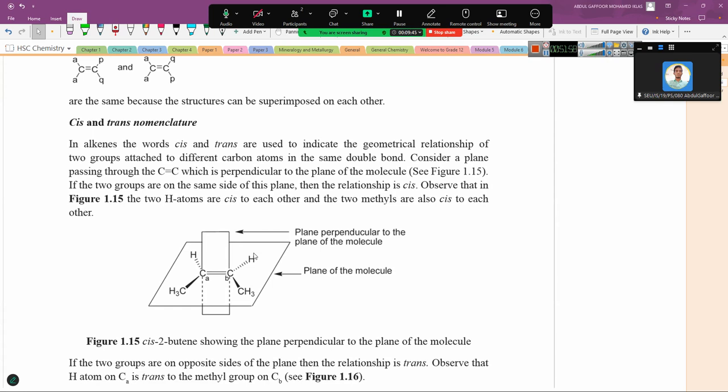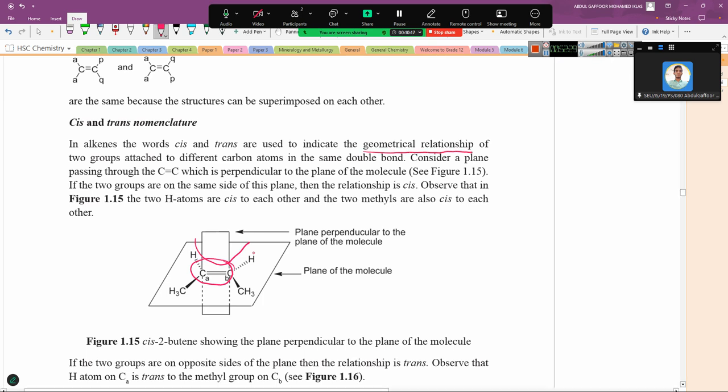So cis means, now you see here there should be a diastereomerism. That diastereomerism may be cis or trans. So cis means the orientation should be the same. Trans means the opposite. You can read it, right? So in alkenes, because diastereomerism can be discussed in alkenes only, there should be a carbon-carbon double bond. Cis and trans are used to indicate the geometrical relationship.